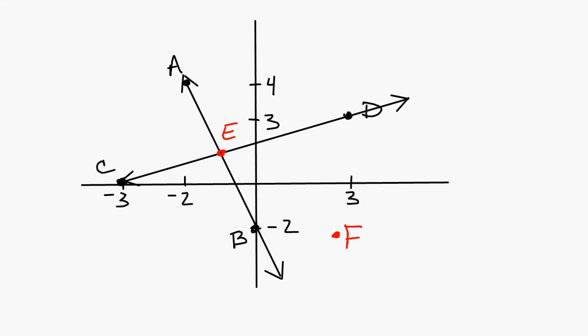Name 3 points that are collinear. JKD, very good, because they're all on the same line.